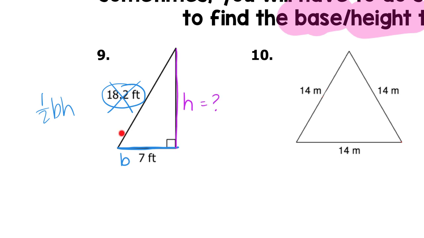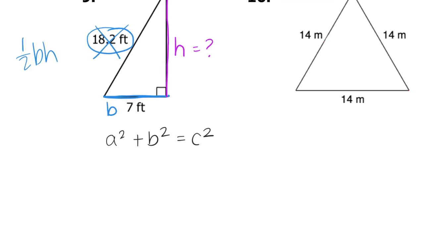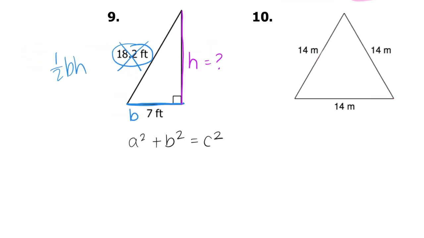Now we do know this is a right triangle, and in right triangles, remember, we can always use Pythagorean theorem to figure out a missing side. So that's a squared plus b squared equals c squared. It's something we've done many, many times in this class. So let's go ahead and find it. Now in this triangle, c would be the 18.2. That's our hypotenuse. So we could say 7 squared plus the height squared is going to equal 18.2 squared.